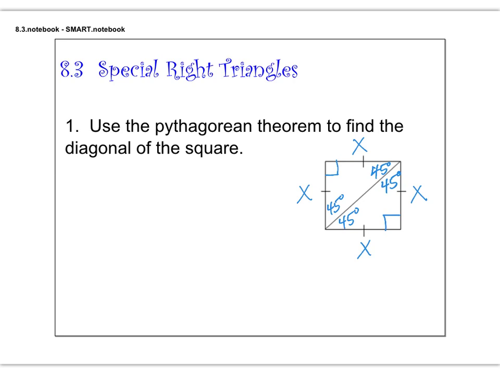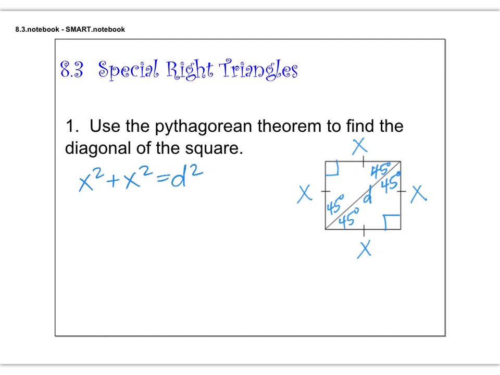So what if I wanted to find the length of the diagonal of this square? I think I could do Pythagorean Theorem. So let's call this diagonal d. And so since I have a 90-degree triangle, a right triangle, I'm going to do x squared plus x squared equals d squared. d has to be the hypotenuse there because it's across from the 90-degree angle. It's our longest side. So when I do Pythagorean Theorem, that goes in for the c squared spot.